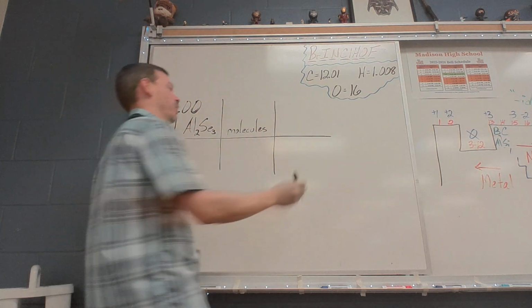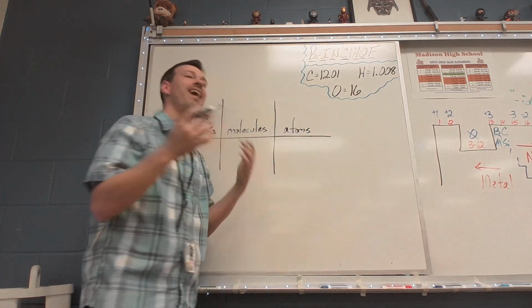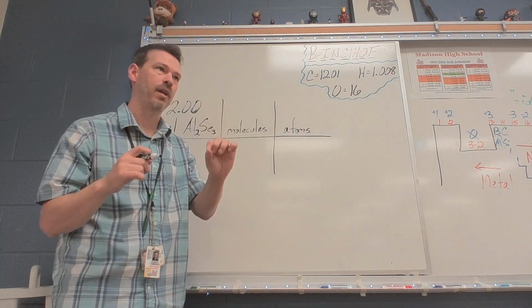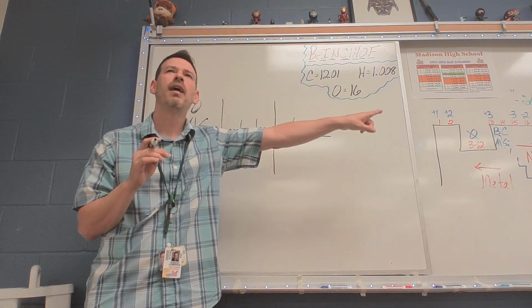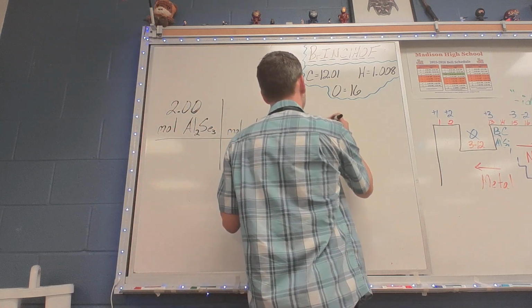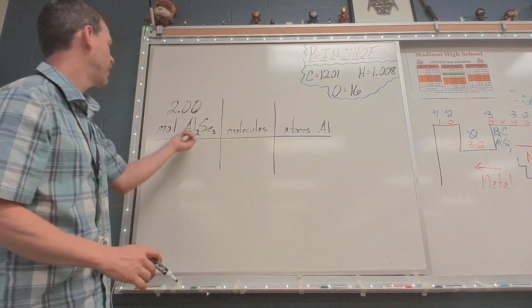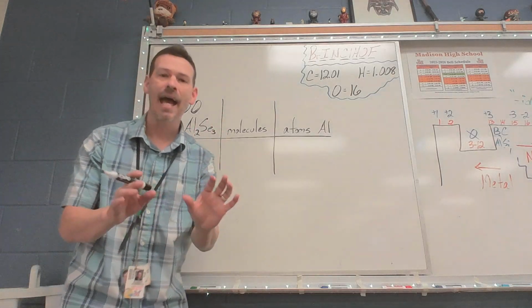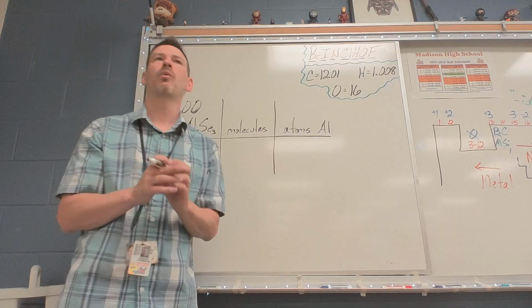And molecules can go to atoms. Right? This is not hard. It's just different. But the question doesn't just want atoms. Focus in on the question. It specifically says atoms of what? Atoms of aluminum. And that's usually what happens here, where you've got a compound, but it wants atoms of a part of the compound. And I'll show you how we're going to get there.